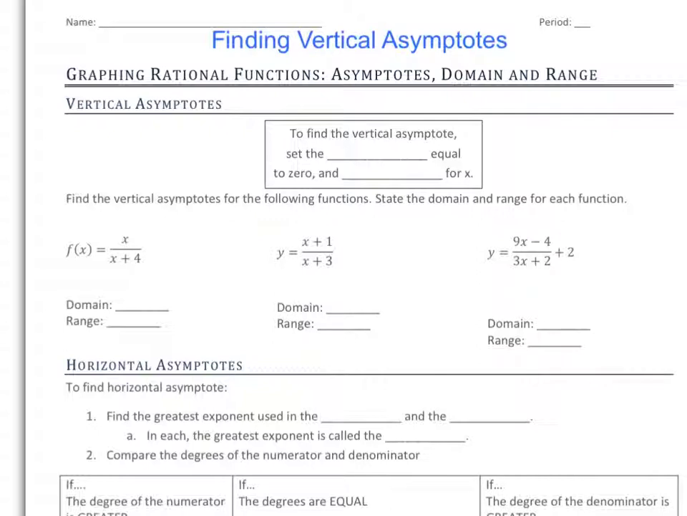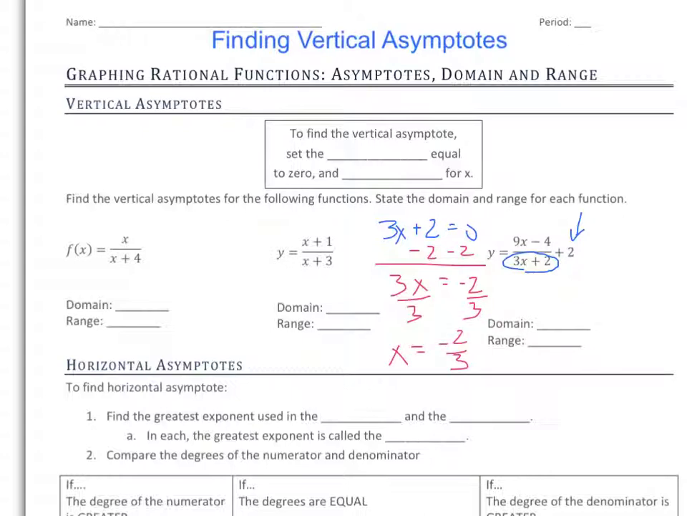And once again, even though on this next one there's a plus 2 on the outside, we're still worried about that denominator. So I'm still focusing on just the 3x plus 2. I set 3x plus 2 equal to 0. Subtract 2 from both sides, I get 3x equals negative 2. Divide both sides by 3, and I get x equals negative 2/3 for the vertical asymptote.